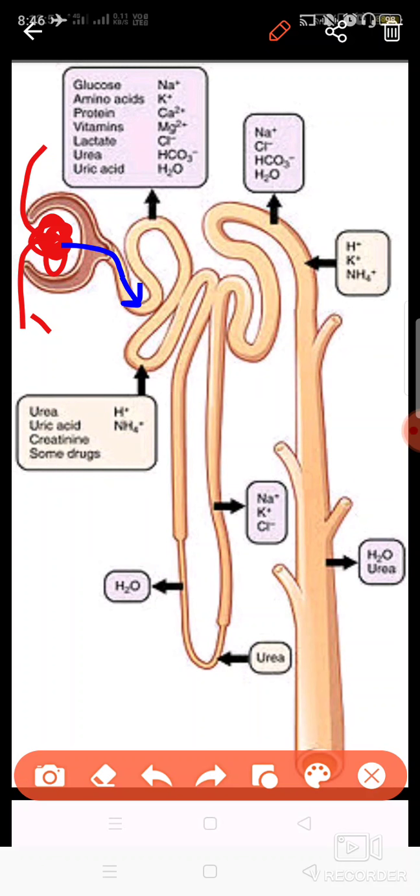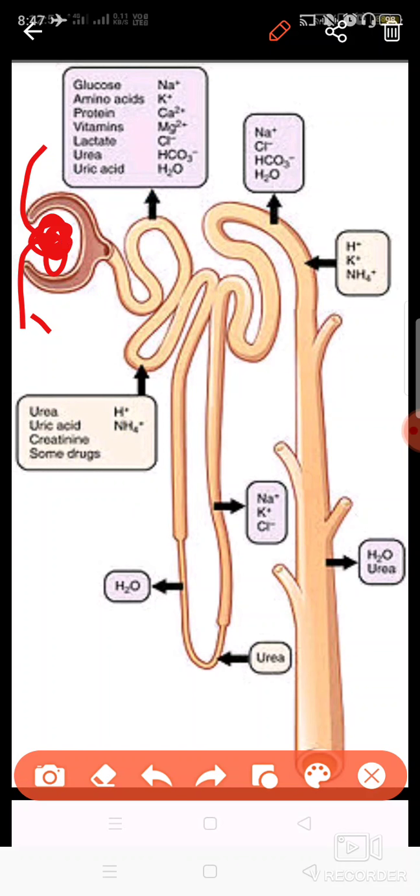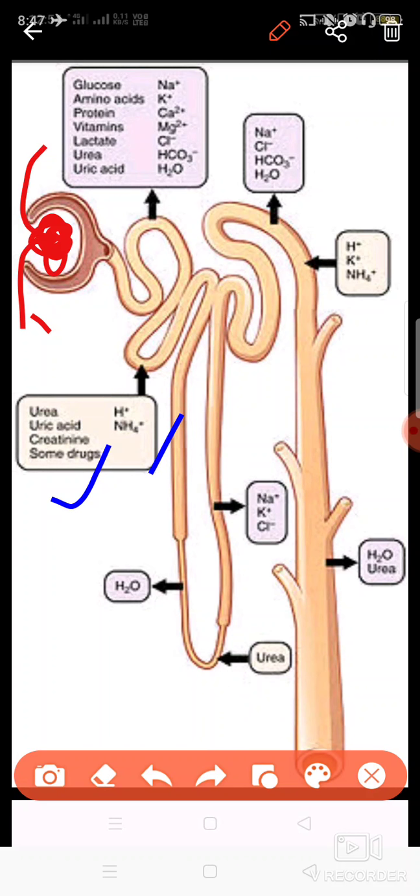Like when these are moving towards the first part, which is known as the proximal convoluted tubule, this region, when it is passing through this part, then all such things are again reabsorbed, and then it reaches this part, which is known as the loop of Henle. Here urea is again reabsorbed, water is again reabsorbed, and some ions are secreted out. This is known as selective reabsorption.